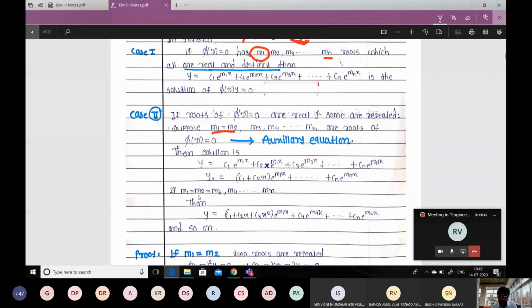What about if the roots get repeated 3 times? What will be the change? You have to go up to x square, that is c1 plus c2x plus c3x square, e to the power m1 times x, and all other remaining roots are distinct, m4 onwards. So we have to follow case number 1 to write the remaining solution. OK, so these are the 2 cases.